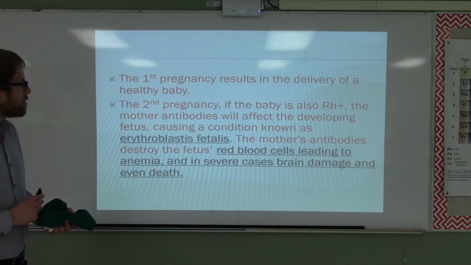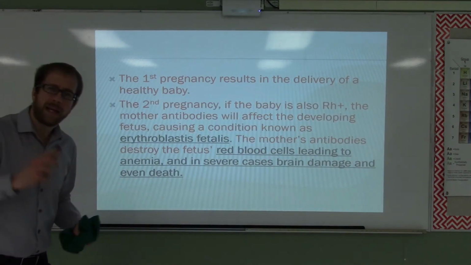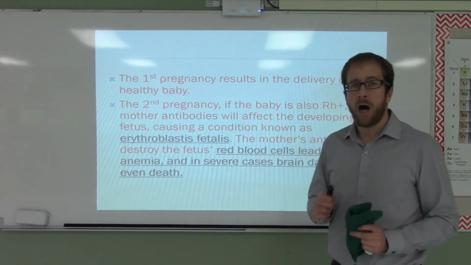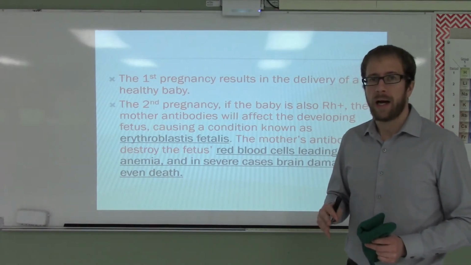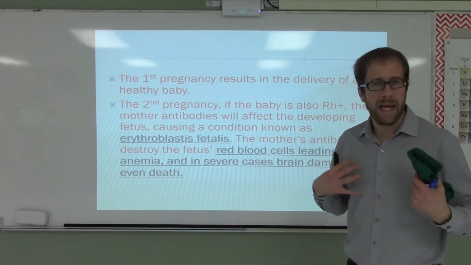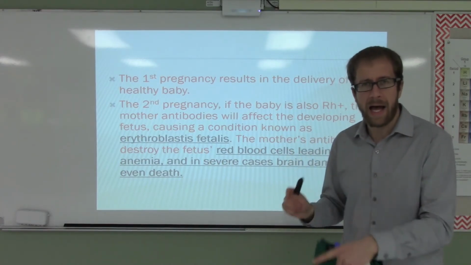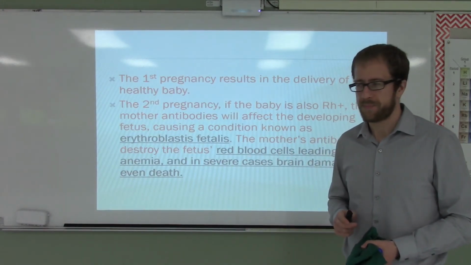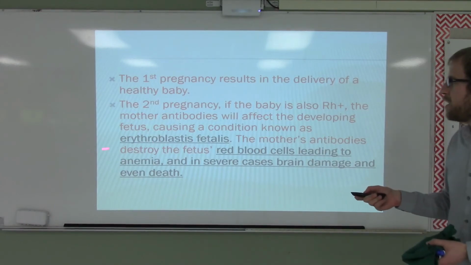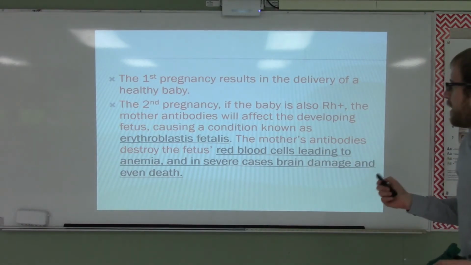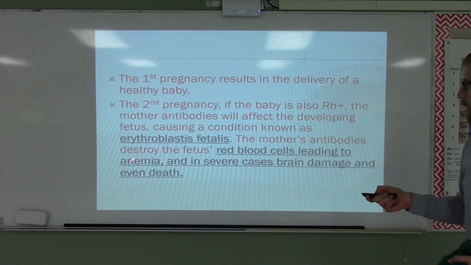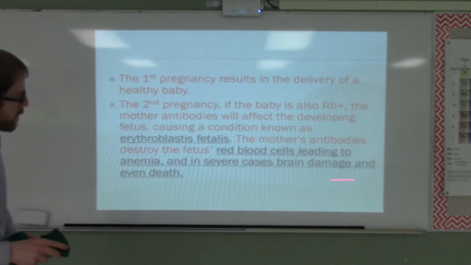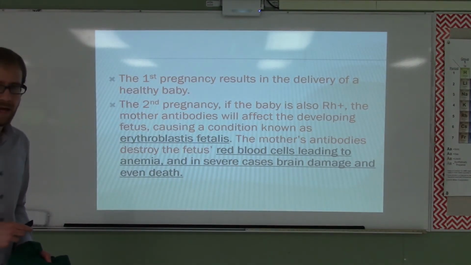Now, first pregnancy, completely fine. Second pregnancy, if that child is also Rh positive, now there can be a big issue, because the mother's blood with those anti-D antibodies will attack the baby's blood. It'll attack that fetus's blood. This condition is known as erythroblastosis fetalis. And again, the mother's antibodies destroy the fetus's red blood cells, which leads to severe anemia, and in severe cases can cause brain damage and death.